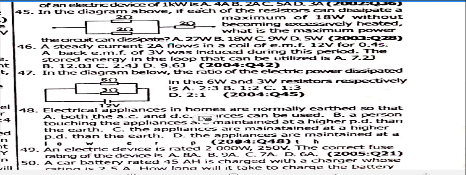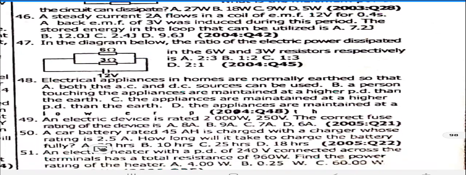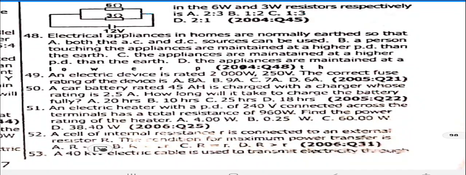48. Electric appliances in homes are normally heated so that both the AC and the DC sources can be used. Option A.